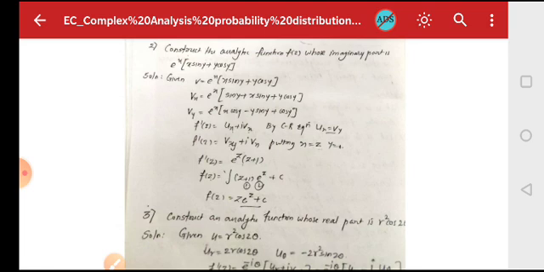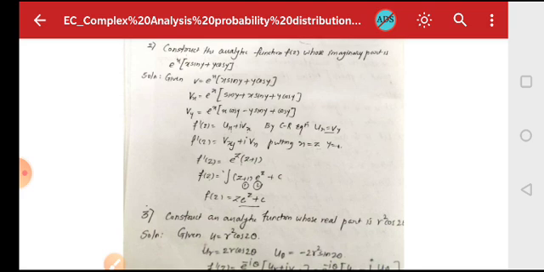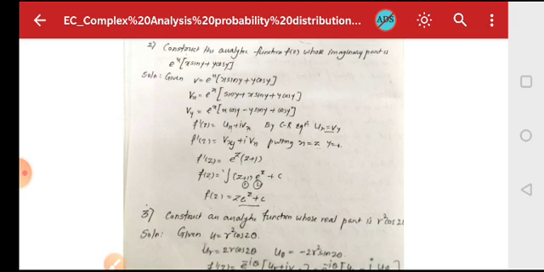Now this integration is with respect to integration by parts. So taking z plus 1 as the first function, e raised to z as the second function, and integrating, that is z plus 1 into the integration of e raised to z, which is e raised to z, minus, under the integral sign, the differentiation of z plus 1, which is 1, into the integration of e raised to z, which is e raised to z.